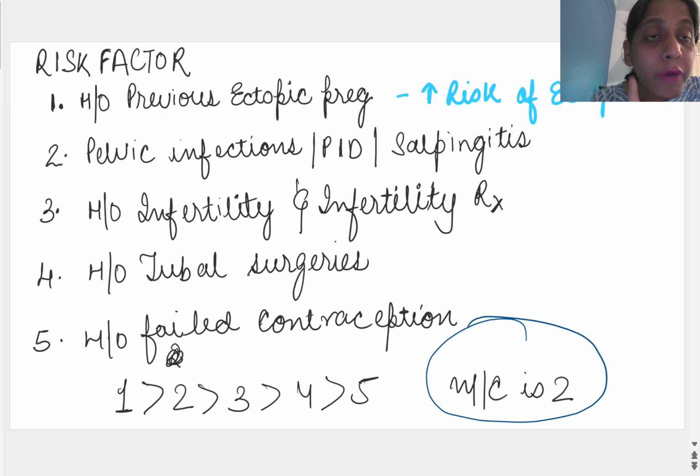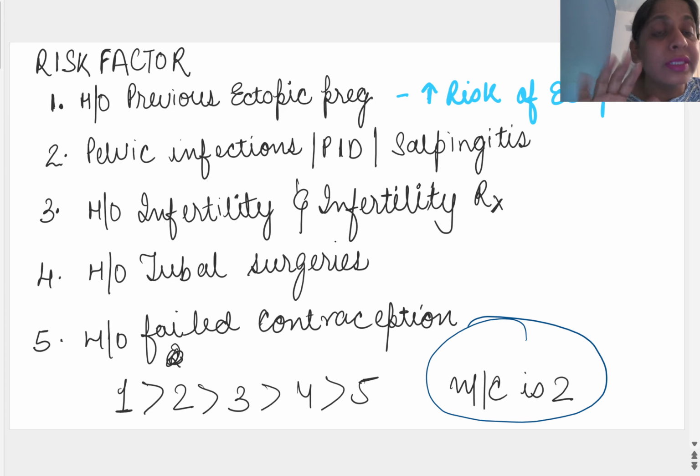Number three is a history of infertility and infertility treatment. You all know infertility patients can have tubal disease, right? The tubal factor is responsible for infertility. That is why a history of infertility and infertility treatment. Next is a history of tubal surgeries. If there is recanalization of tubectomy, or tubectomy is done and there is tubectomy failure, then high chances are that the scar on the tube will not let the zygote move and implant. So, history of tubal surgery.